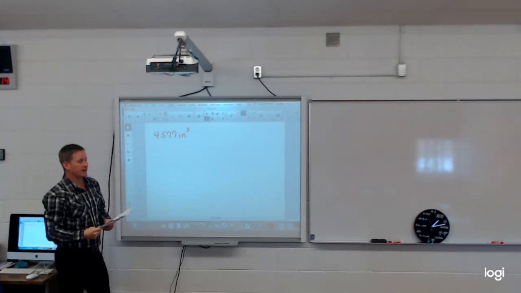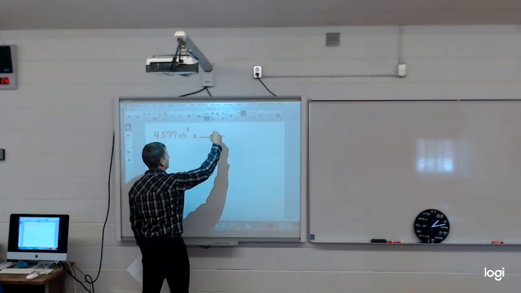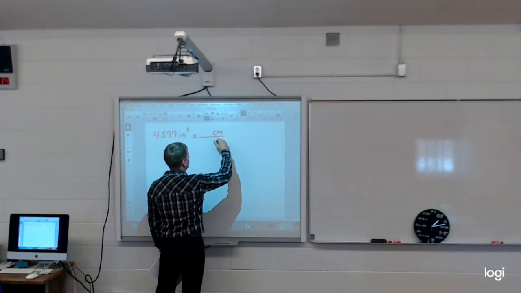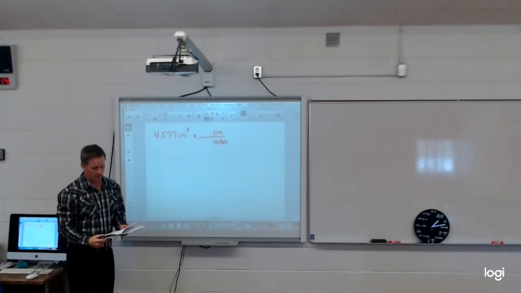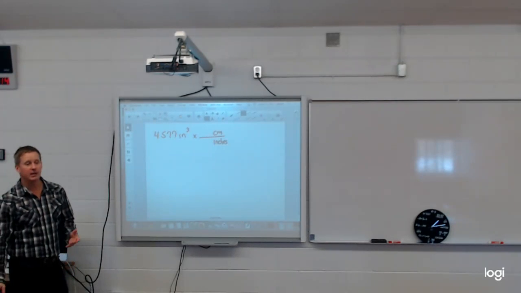What is its volume in cubic centimeters? So I need a ratio then of centimeters to inches. 16.39. No, it's 0.06. Okay, so we could use either one.